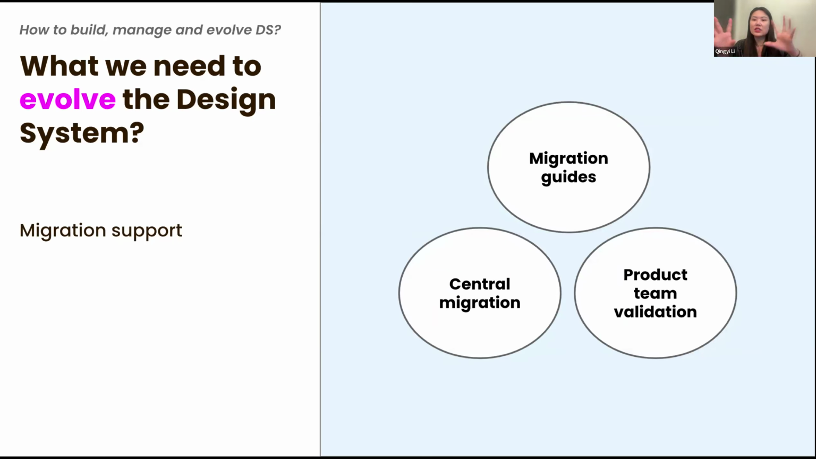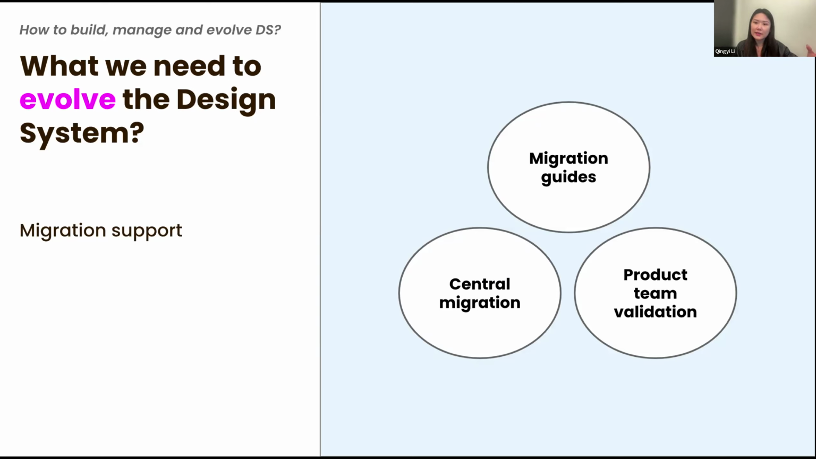Then when things changed and evolved, we will eventually need to migrate. This migration is best initiated by the central team. Usually the best scenario is that the central team can just go ahead and change all the tokens and suddenly the interface changes. However, that's not always the case.